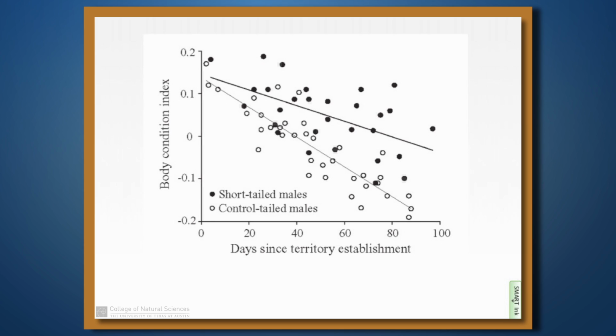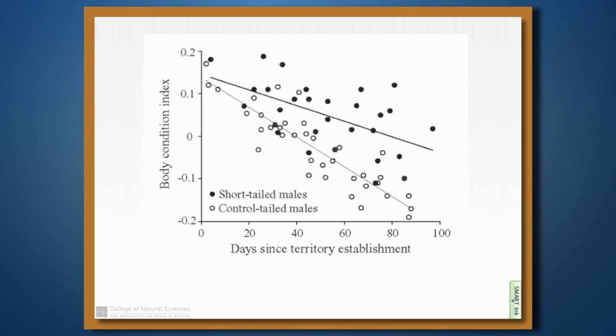they would actually be. And what we can see from these two regression lines that were fitted to the two different sets of data is that the males that had shorter tails maintained better body condition throughout the mating season than the males that had the longer control length tails. And so what this is showing is that males that have longer tails end up having poorer body condition throughout the mating period. There's a cost, in other words, to having this long tail.